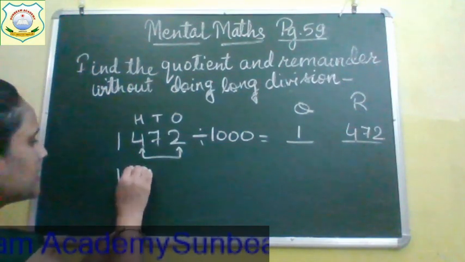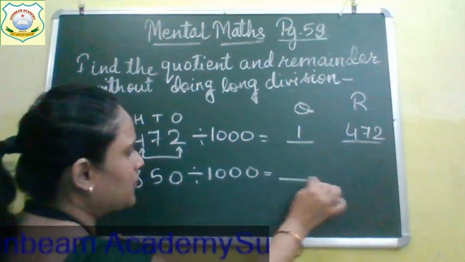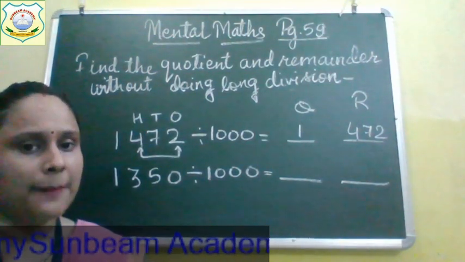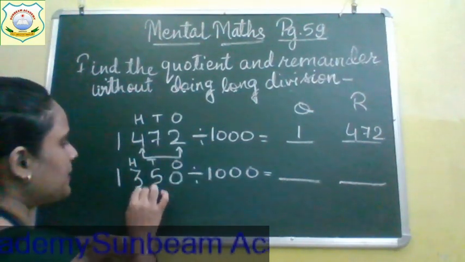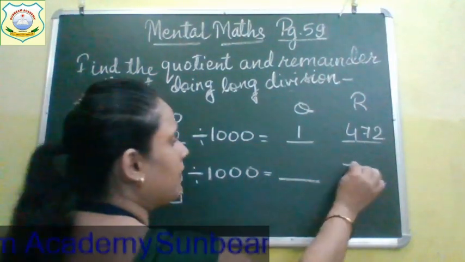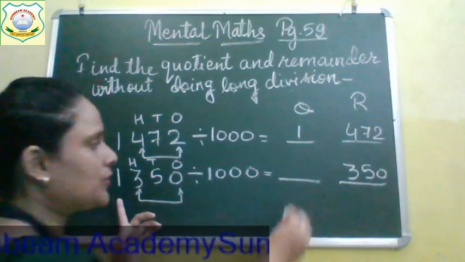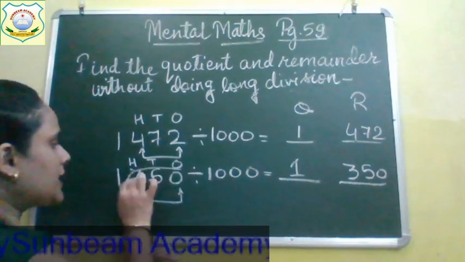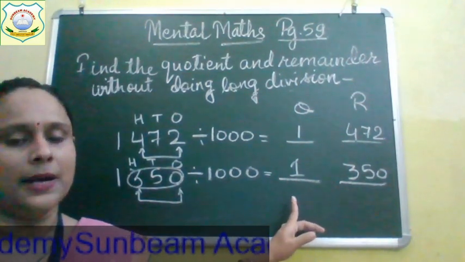Suppose we take one more example. Suppose the number given to you is 1350 and it has to be divided by 1000. Now how to divide this? The number in the hundreds, tens and ones place will become the remainder. So 350 will become the remainder, and the remaining number 1 will become the quotient. Understood all of you? So the numbers in the hundreds, tens and ones place will become the remainder and the remaining number will become the quotient.